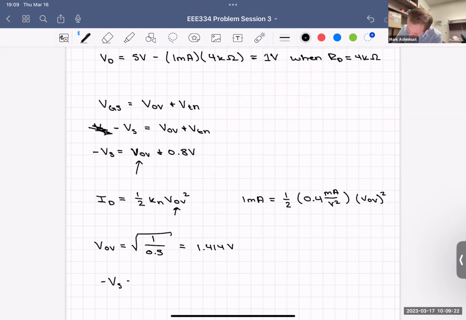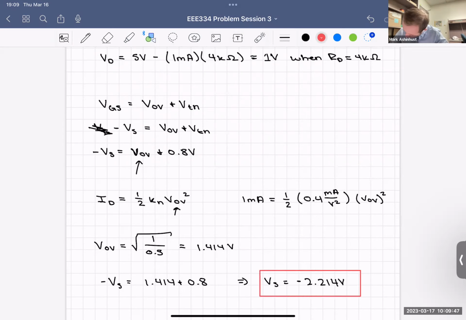So negative VS is equal to 1.414 plus 0.8, which means that VS is equal to negative 2.214 volts. And that is our final solution. So we have VS down there, we have VS here. And then we had our VD up here is 1 volt. And we know ID. ID is 1 milliamp.